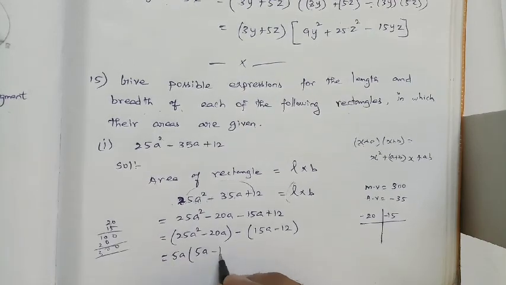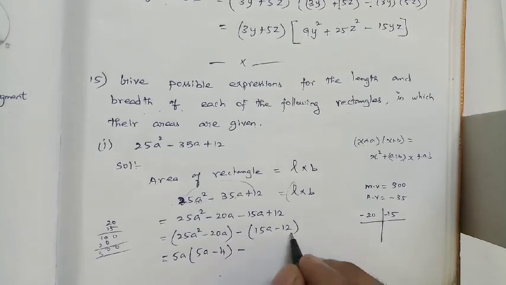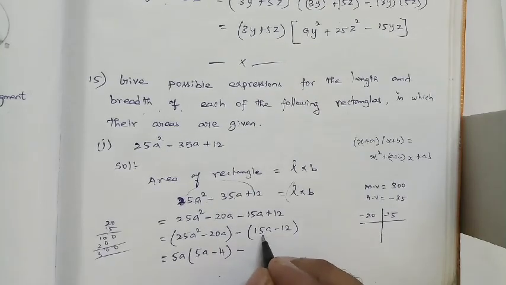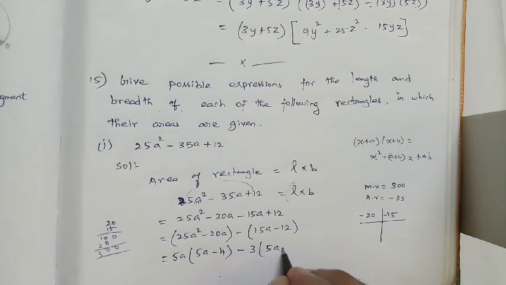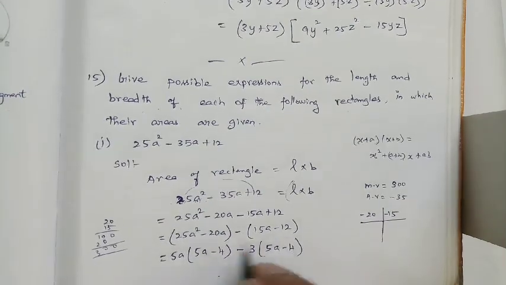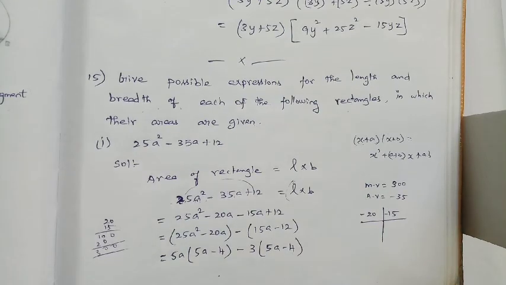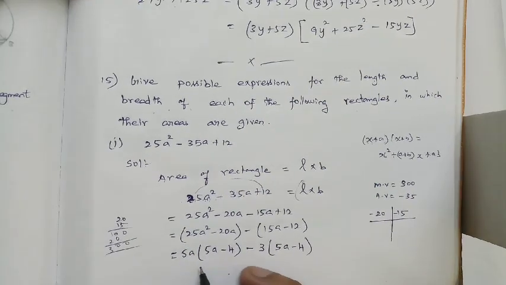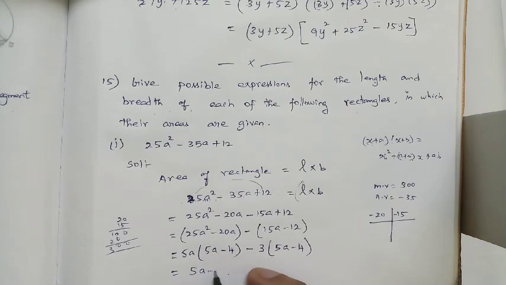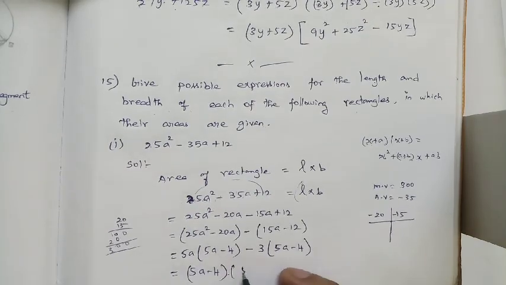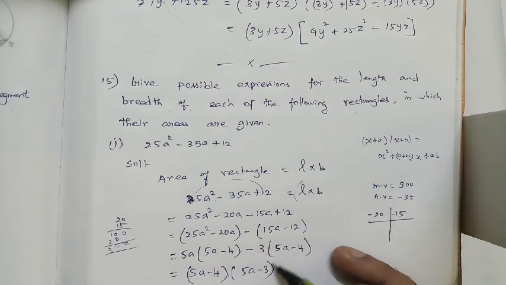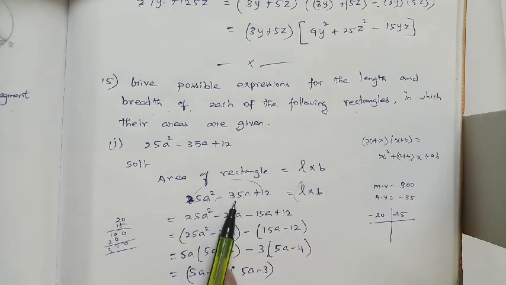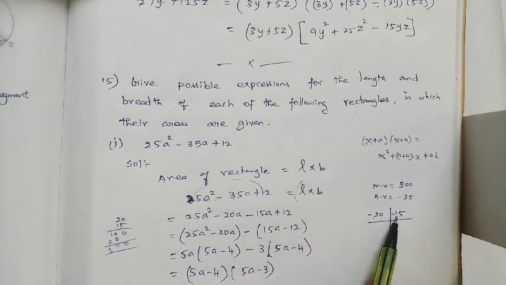5a minus 4. Minus, what is the common multiple in these two terms? 3. So taking 3 commonly outside, 5a minus 4. So it is equal to 5a minus 4 into 5a minus 3. Already you know how to factorize, understood? By using that methodology only, I am factorizing, splitting the middle term 35a as minus 20a minus 15a.